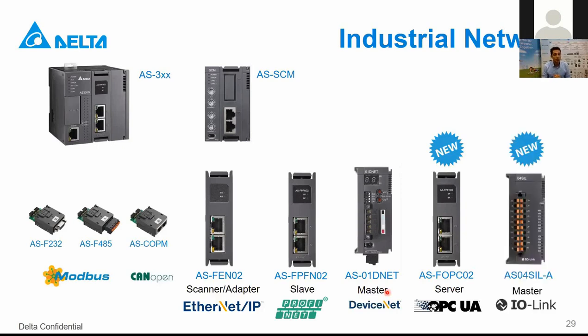And we will also release an IO-Link module. The IO-Link module is quite important, especially for applications like predictive maintenance. With this module, we can get not only the on-off status of the digital points, but also additional information from the sensors directly from the field. Okay, so these are all the function cards related to industrial network.